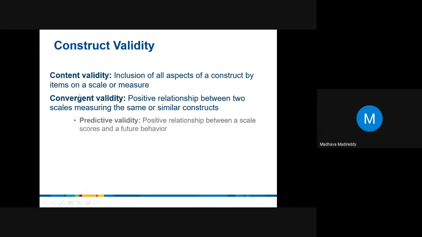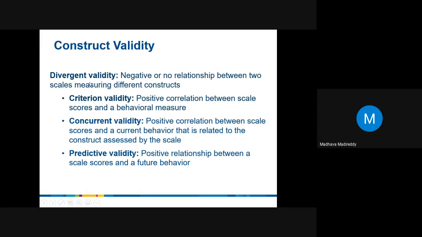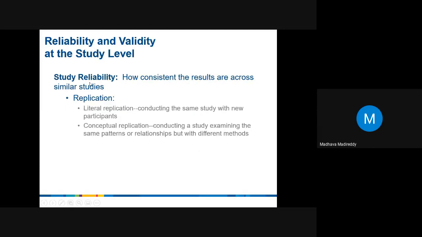So we looked at the convergent validity and also the divergent validity. Now let's move on to reliability and the validity at the basic study level. If you want to truly say that our study is reliable, then we need to see how consistent the study results are across similar studies. That means your results should be in agreement, at least a little bit, with somebody else doing a similar study.